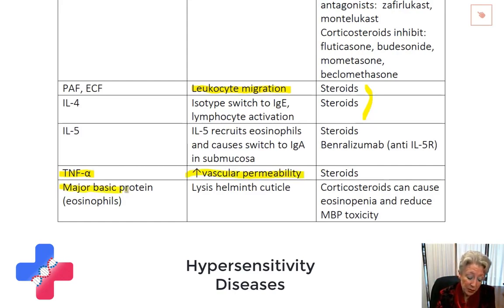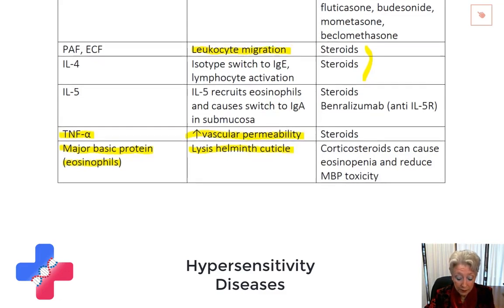And major basic protein, which, if you'll recall, is the granule content primarily of eosinophils, is the thing that can be toxic when produced in the tissues. It's normally designed so that it will destroy the cuticle of a helminth, but it has been shown now to have a major role in the long-term problems that we see in asthma chronically.